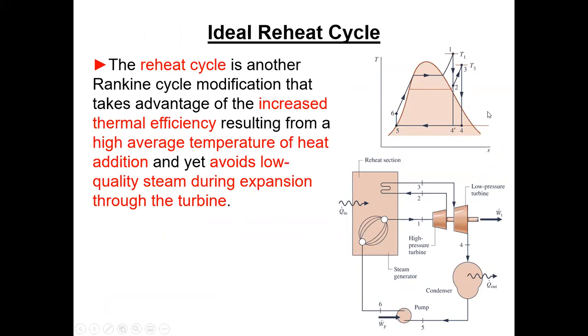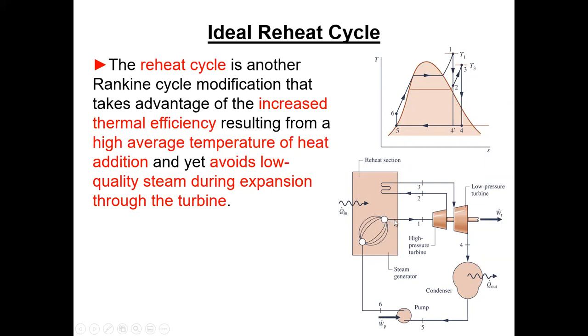Ideal reheat cycle. The reheat cycle is another Rankine cycle modification that takes advantage of the increased thermal efficiency resulting from a higher average temperature of heat addition, and yet avoids low quality steam during the expansion through the turbine. So what do we do here? Well, let's take a look at it on the diagram.